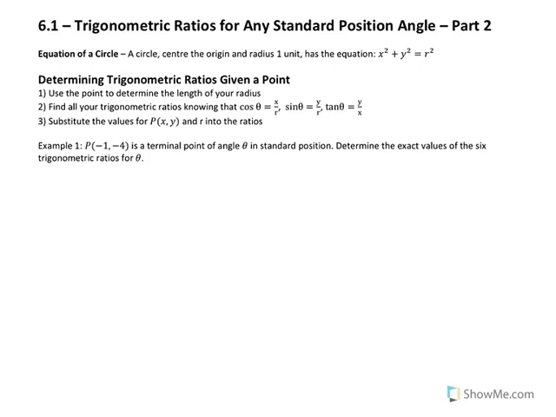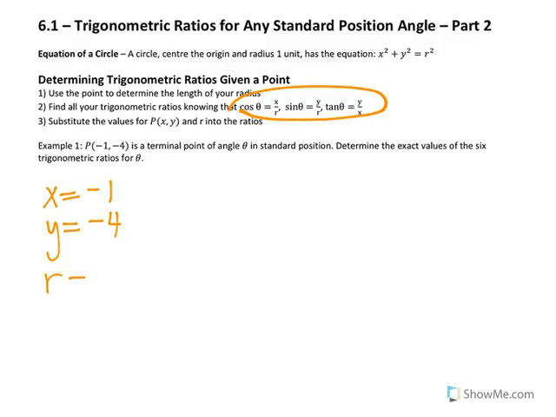6.1 Part 2. Okay, so we've been given the point -1, -4 on the terminal arm of angle theta in standard position. Determine the exact values of the 6 trigonometric ratios for theta. So first of all, don't ever forget this. We use that a lot. So this point lets us know that x is -1 and y is -4.